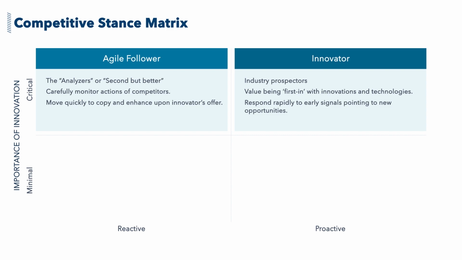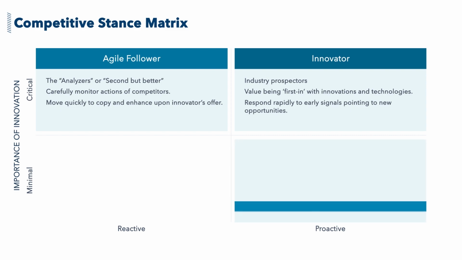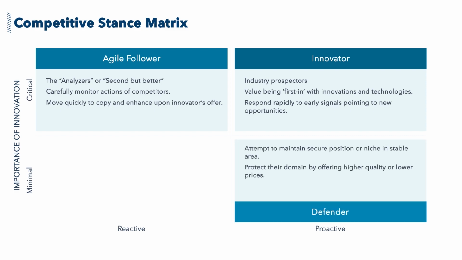The agile followers are analyzers or second but better. They carefully monitor the actions of competitors, and they move quickly to copy and enhance an innovator's offer. Then there are those for whom innovation has minimal importance.